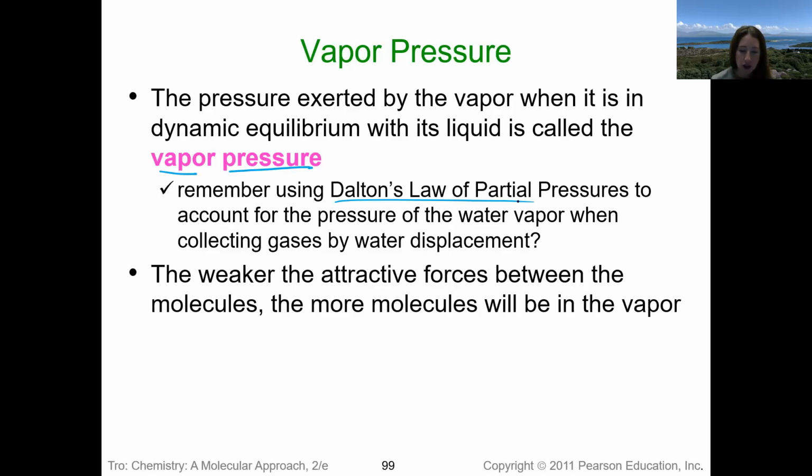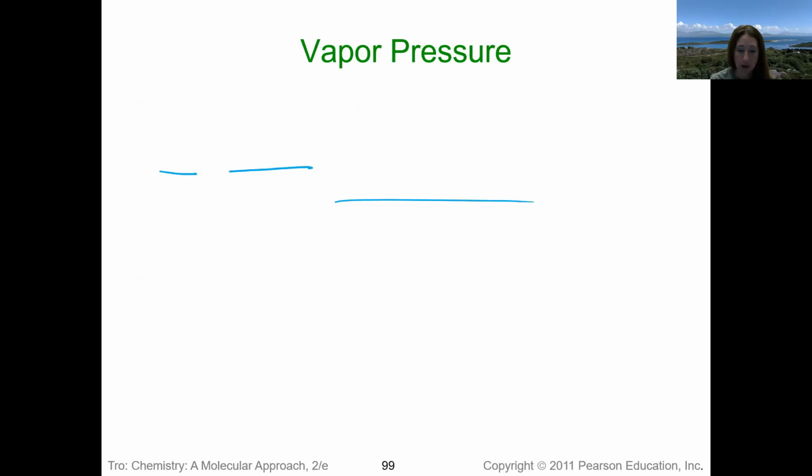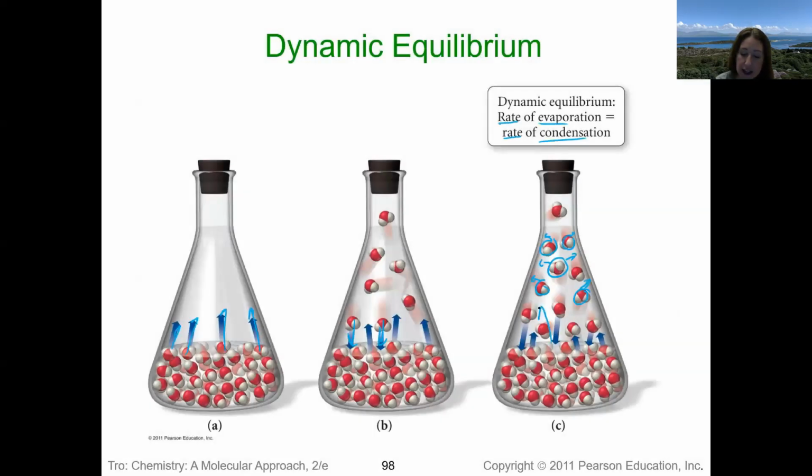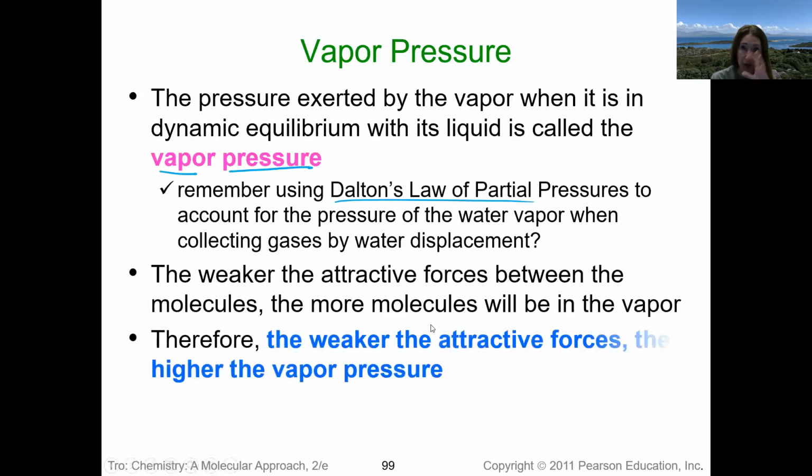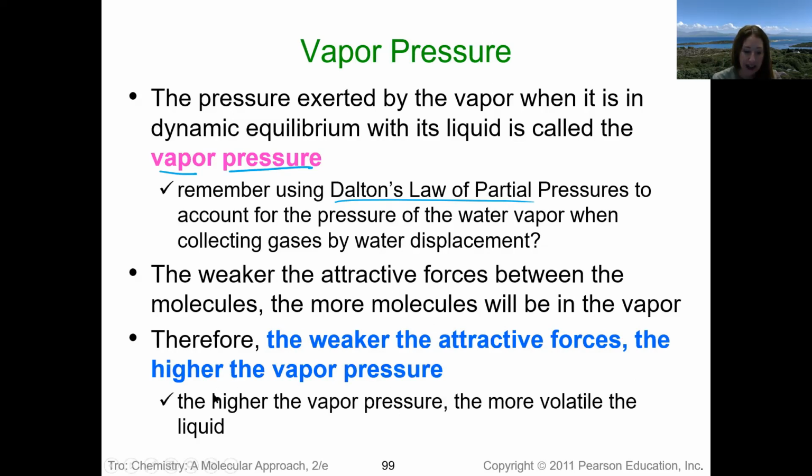So the weaker the attractive forces between the molecules, the more molecules will be in the vapor phase. Let me go back to our picture. If it's easy for molecules to escape, they have weak intermolecular forces because they can go from liquid to gas very easily. That means you're going to have more molecules in the vapor phase. The easier it is for them to escape, the more molecules we'll have in the gaseous phase. That means the higher the vapor pressure. So the more volatile the liquid is, the higher the vapor pressure is.